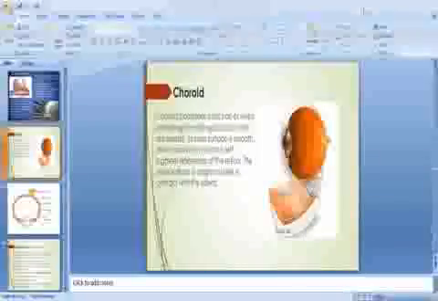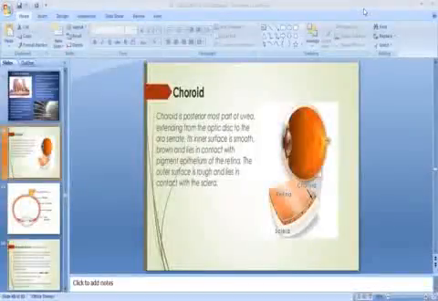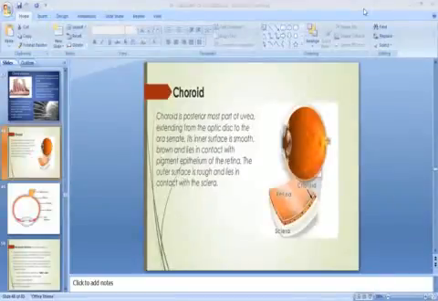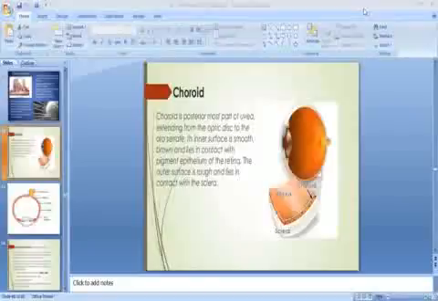Choroid is the posteriormost part of the uvea, which extends from the optic disc to the ora serrata. Its inner surface is smooth and brown and lies in contact with the pigment epithelium of the retina. The outer surface is rough and lies in contact with the sclera.